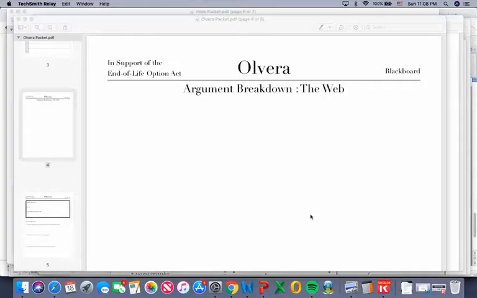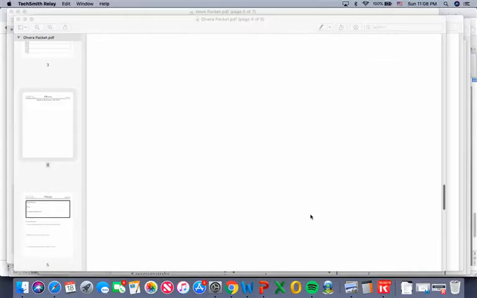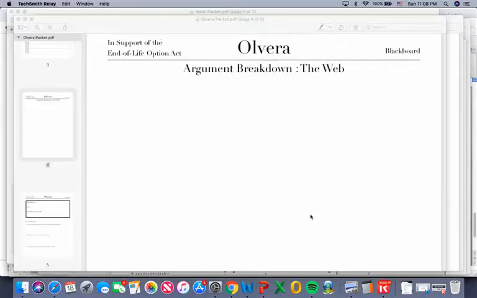This video is going to be breaking down the Olvera structure. That means on page 4 of your packet, you have a blank page, and that's the Olvera packet. You have a blank page, which in other packets has been done more for you.